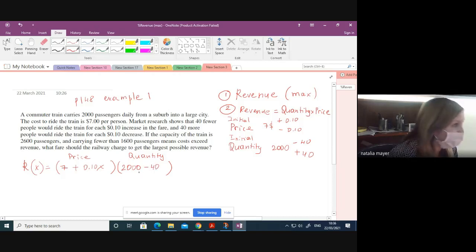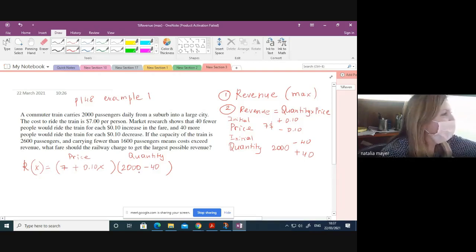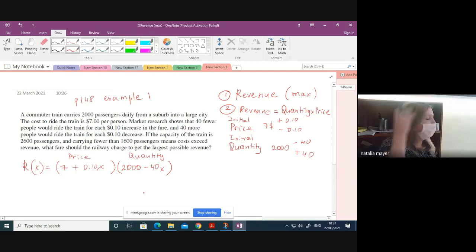It's just 40x. It's not a question. Okay, any questions? So if one of them is plus, the other one has to be minus. Why? Tell me why. Because one increases and one decreases. Whenever price increases, quantity decreases, and vice versa. If you decide to model it as minus, then here it will be plus, right, Ola?